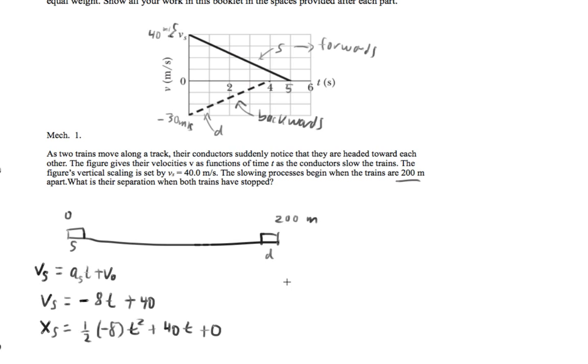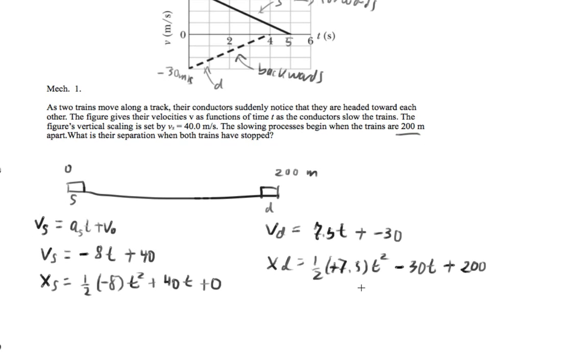Now let's do a similar process for the dotted line train, the train that's moving backwards. When I get the slope here, that's going to be 30 divided by 4, which is 7.5. And it's got a speed of negative 30 meters per second. So when we write down its equation, x dotted is going to be 1/2 times 7.5 times t squared. Sorry, that's positive 7.5 acceleration, minus 30t. And we start off all the way at 200 meters on the end here.